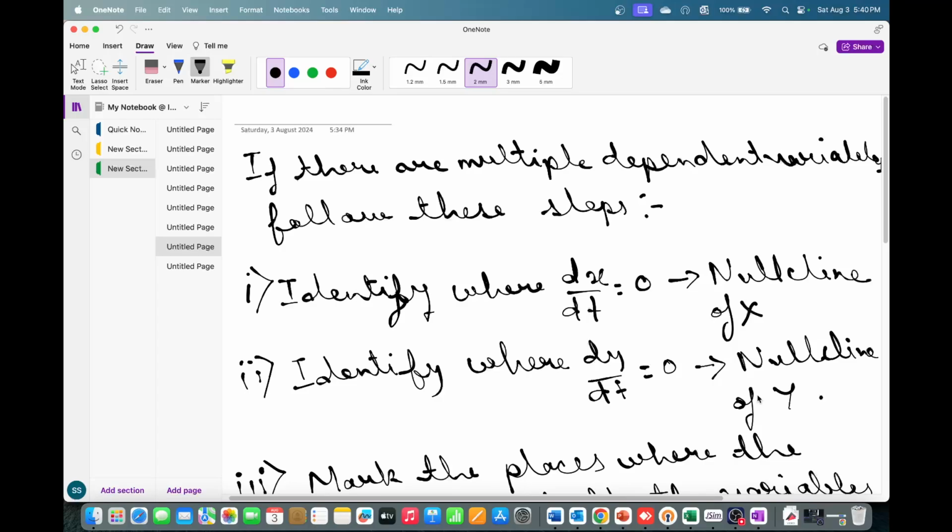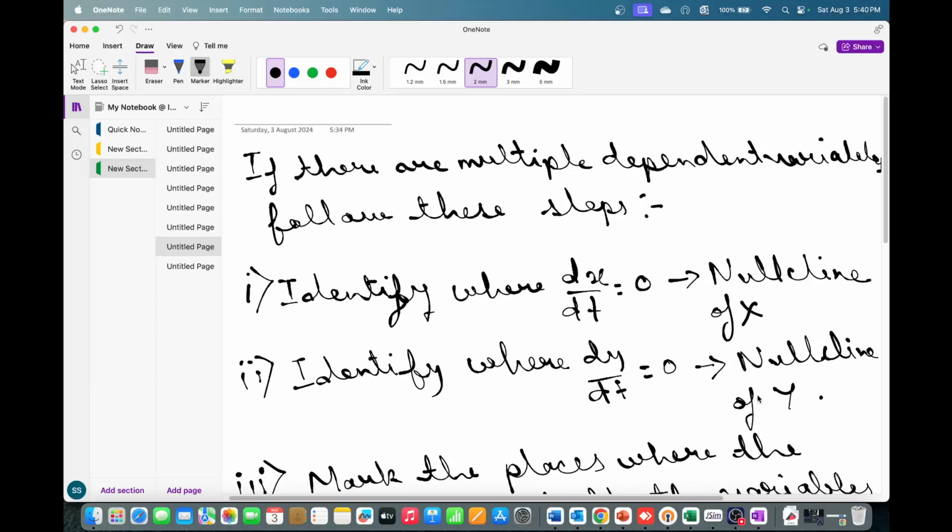For example, dx/dt equal to 0: basically that variable is not changing at that point. Those points are called the nullclines of x. Similarly, for dy/dt equal to 0, those points will be called the nullclines of y. And where these nullclines meet, where both dy/dt and dx/dt are 0, those are the stable points, the steady state points.